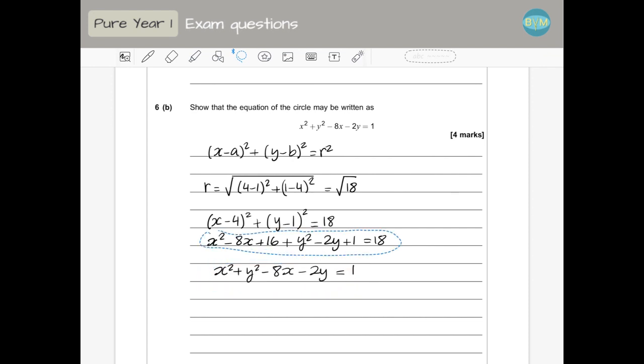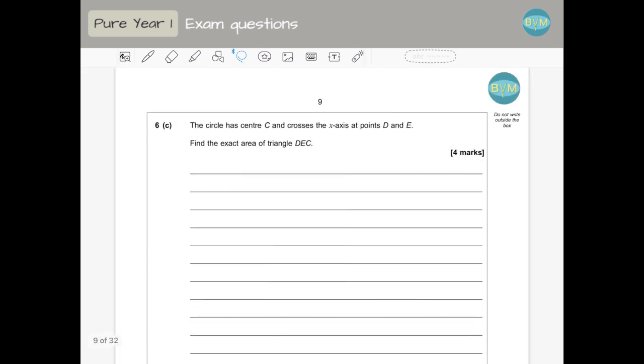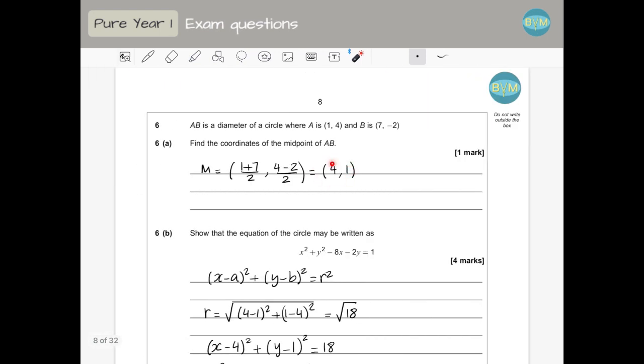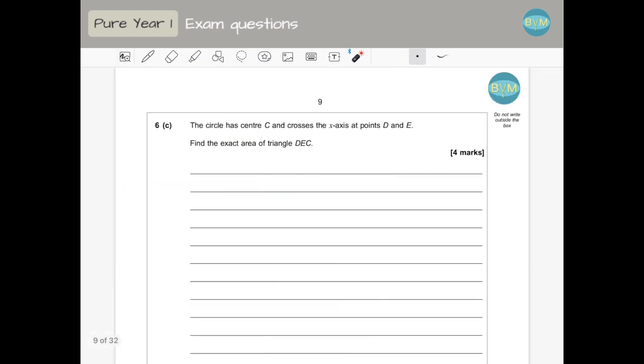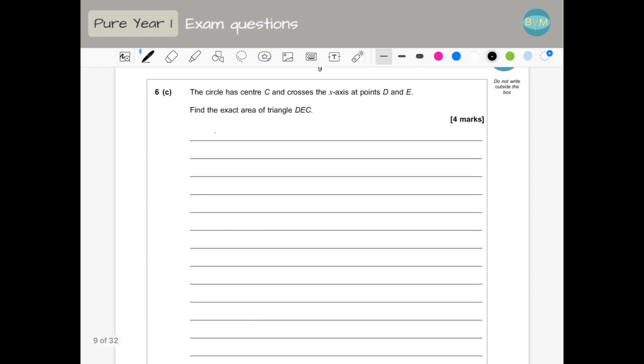Then for the next part, they say the circle has center C. So this point that I called M is the center C, and crosses the x-axis at points D and E. We have to find the area of triangle DCE. So I'm going to do a quick sketch to show you because I think it's going to be easier. So we have our circle. The center is 1, 4, so it will be somewhere here, but it's going to cut the x-axis at two points. I'm going to do it not very precisely because it doesn't matter. I just want to show you what we are doing.